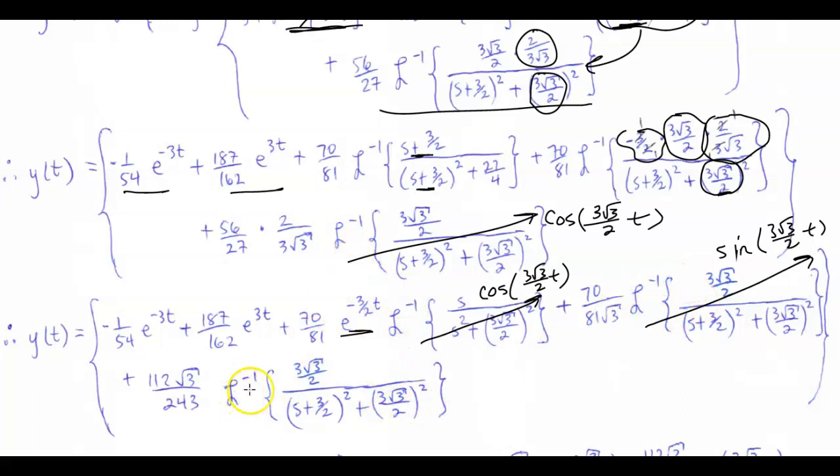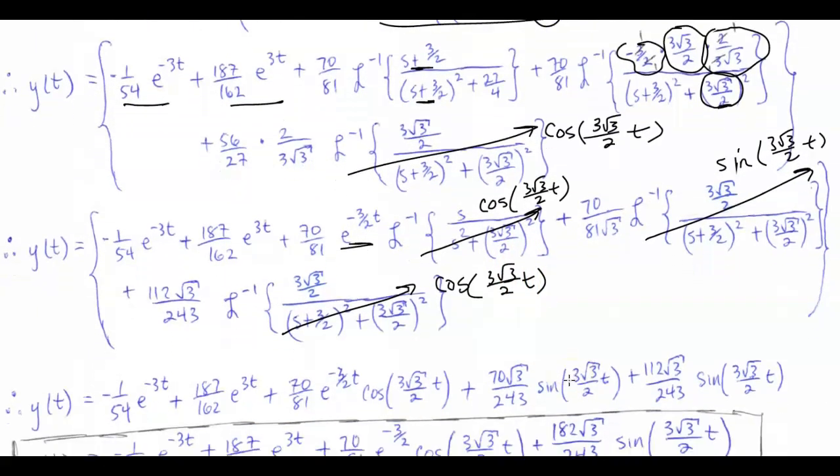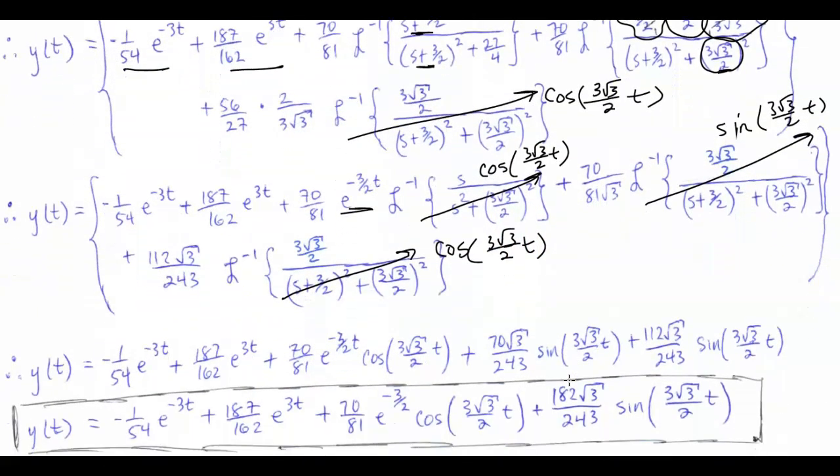And then, of course, the very last one here, we've already said that this is going to be cosine of root 3 over 3, root 3 times 3 over 2. Okay. And so now it's just a matter of putting everything together.